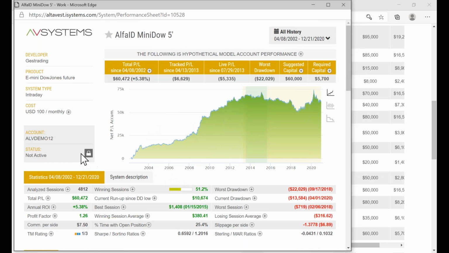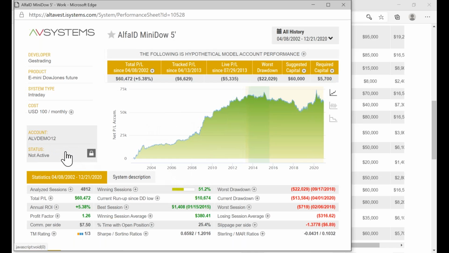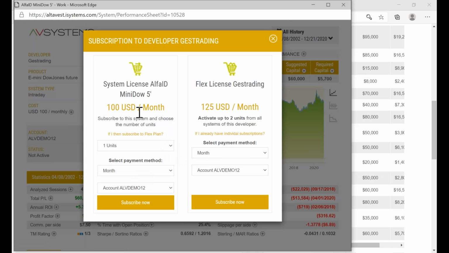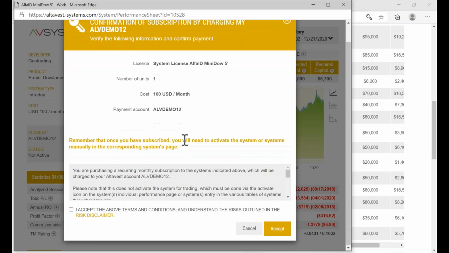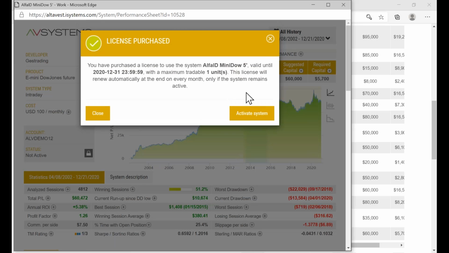So what you would do is, see this padlock? You click this padlock, you buy the license. Let's show you how to do that. 1 unit means 1 contract. This particular system's $100 a month, and you would subscribe to it. And you click accept, and then you need to activate it.